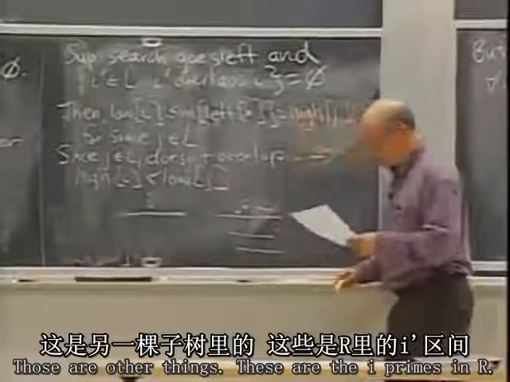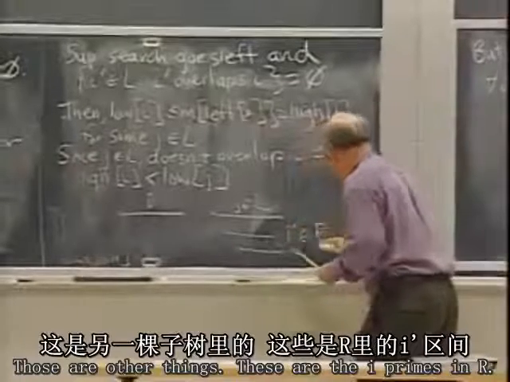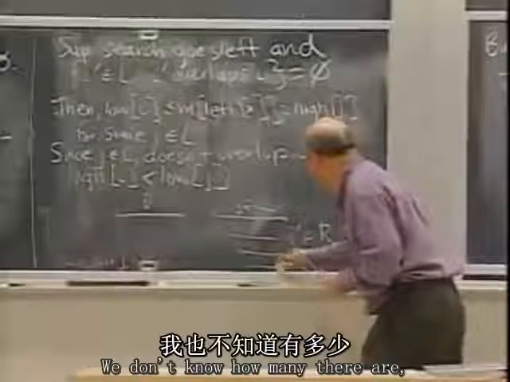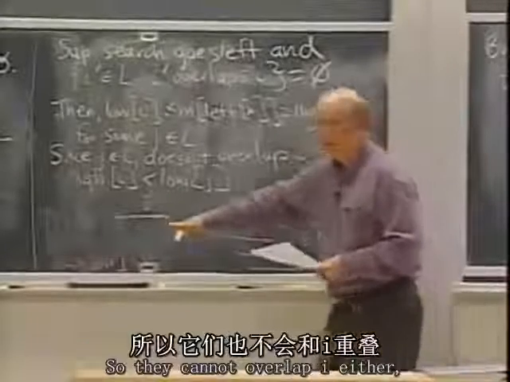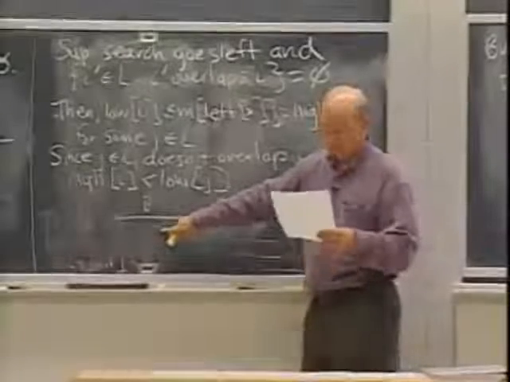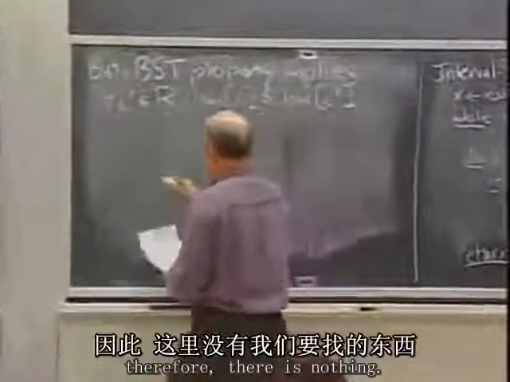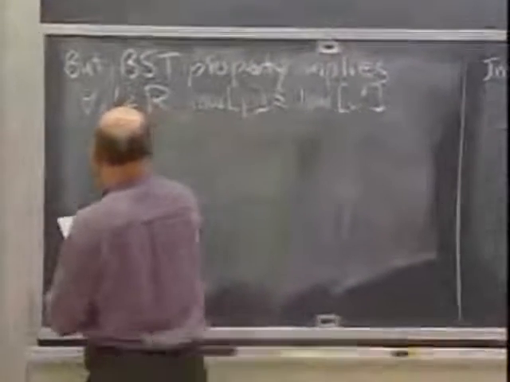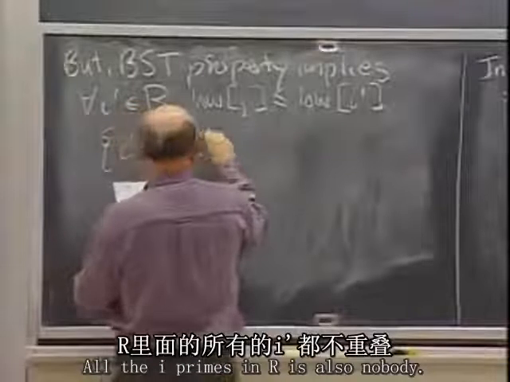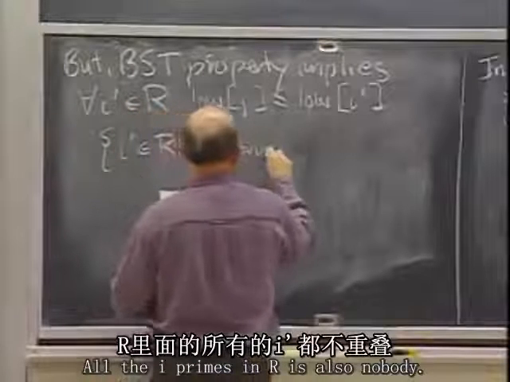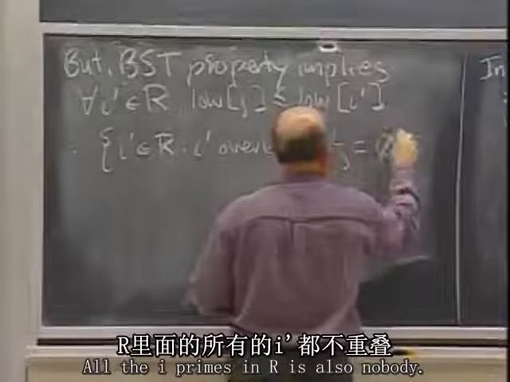Those are other things. These are I primes in R. We don't know how many there are, but they all start to the right of this point. So they can't overlap I either. So therefore, all the I primes in R, that's also nobody.